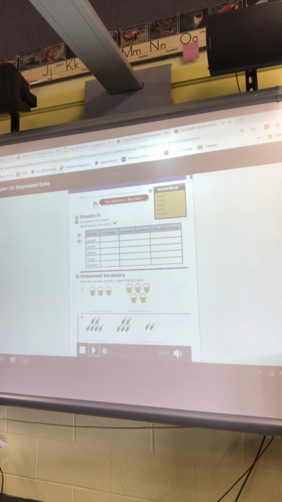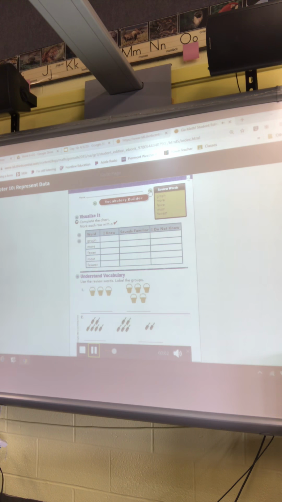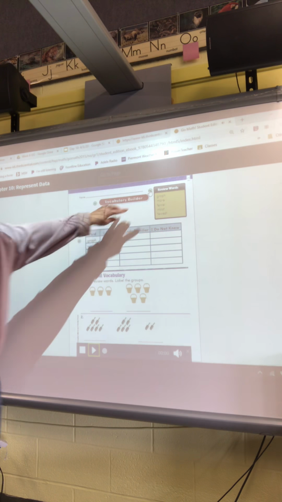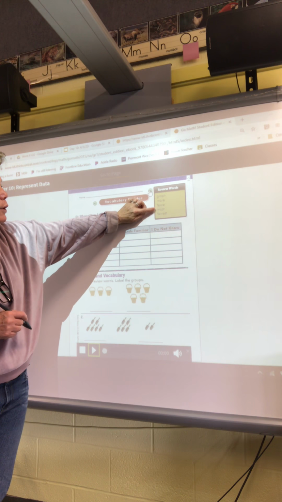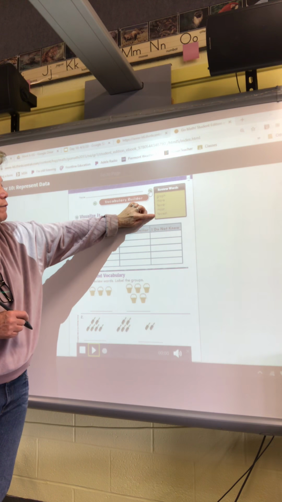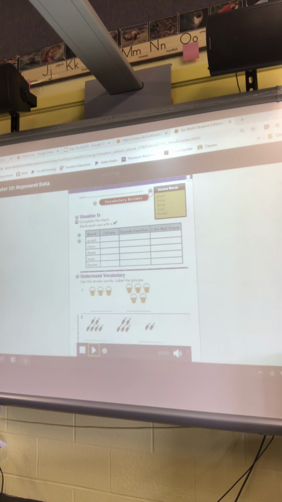Vocabulary builder. Review words. Graph. More, fewer, most, fewest. So I'm going to say those again and point to them. You have graph, more, fewer, most, and fewest. The idea throughout this chapter is that you're going to understand what those are. What do those words mean? What does each vocabulary word mean?